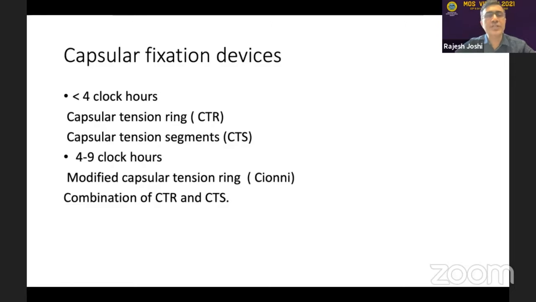There are various capsular fixation devices which are available. We have to decide that on the table, or on slit lamp examination, depending upon the amount of clock hour of dislocation. If it is less than 4 clock hours of dislocation, usually a capsular tension ring is sufficient to stabilize the zonules. Or you can put a capsular tension segment as an additional support to the zonules. If it is more than 4 clock hours, a modified capsular tension ring, that is the Cionni ring, or a combination of CTR and CTS is also sufficient.